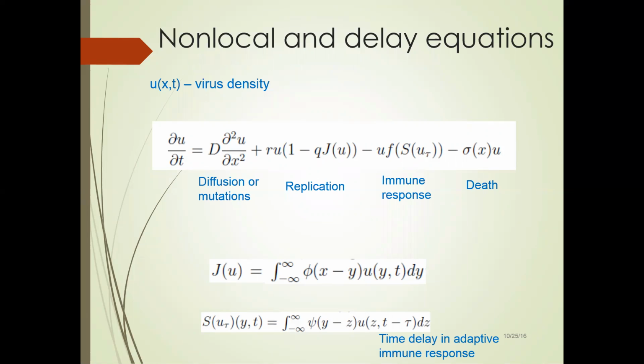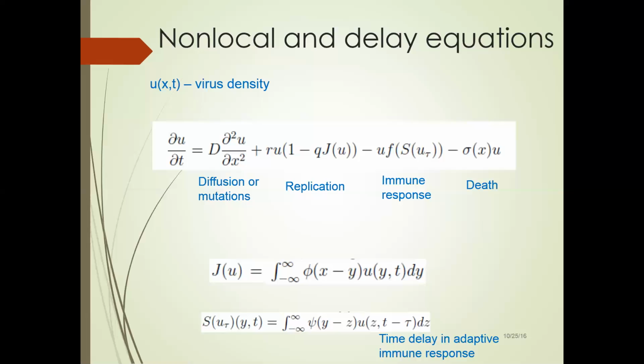The space variable x can have two different meanings. This can be conventional physical space, and in this case, we consider the virus density distribution in a tissue or organ. The space variable x can also correspond to the genotype space. This means that we consider viruses with different genotypes, and u(x,t) is a virus density distribution with respect to its genotype. In this presentation, we will basically consider the second interpretation related to the genotype space.